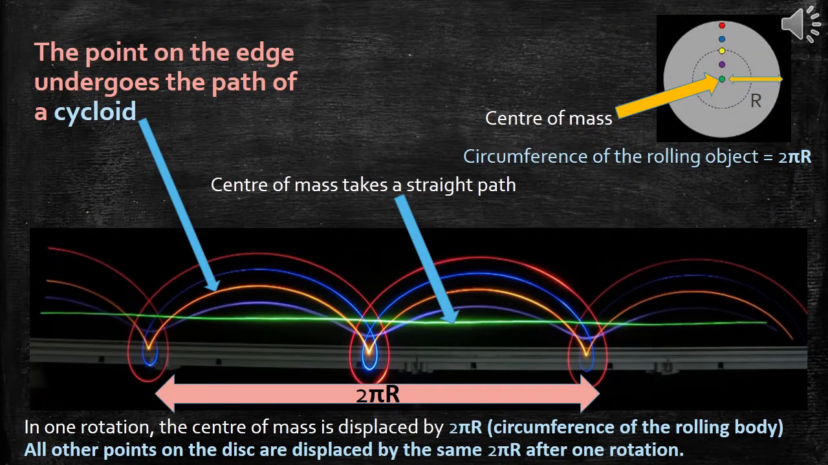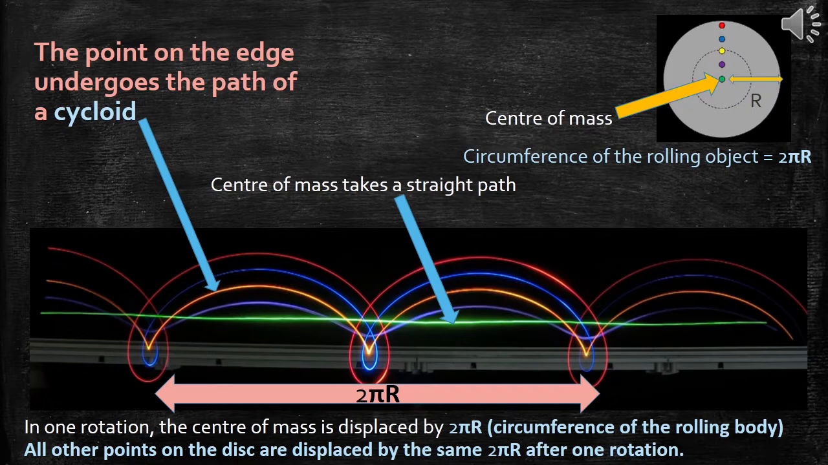The static picture of the rolling object is shown here from the previous video clipping. The radius of the rolling object is capital R. Therefore, the circumference of the rolling object must be 2 pi R. When the rolling object is made to roll on the floor, look at the movement of the center of mass. When the rolling object completes one rotation, the distance traveled by the center of mass must be 2 pi R.